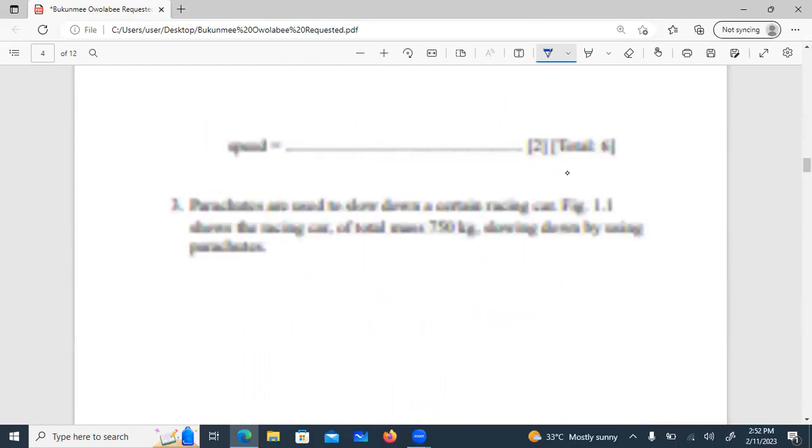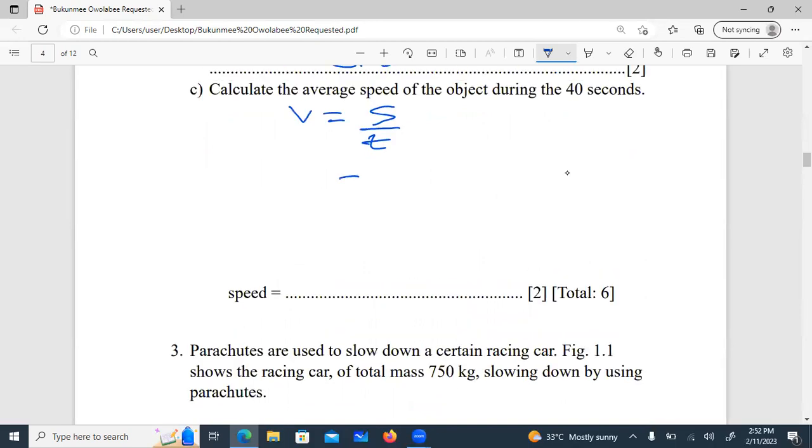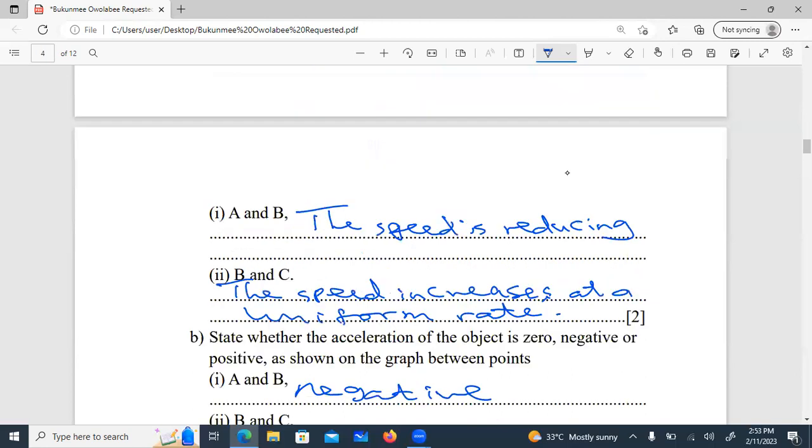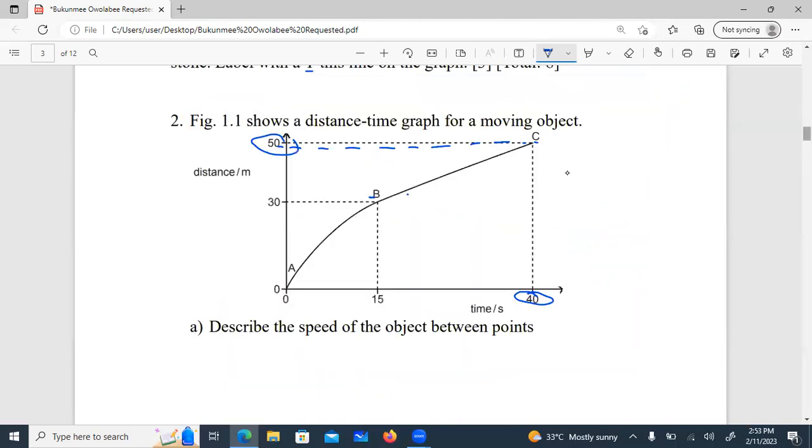So you put your distance as 50 meters divided by time. Your time is 40 seconds. 50 divided by 40. If you divide 50 by 40, you get 1.25. So that is the speed, 1.25. The SI unit of speed is meters per second. So you state it there, 1.25 meters per second. What else do you have? Okay, I think that's good enough. Let's proceed.